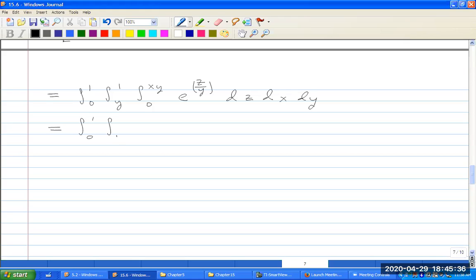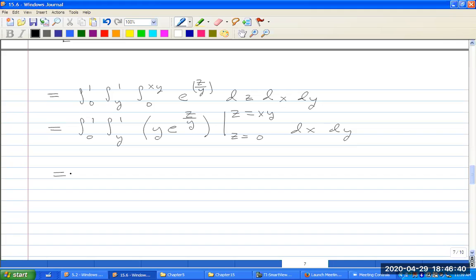First, let's integrate with respect to z. The integral of e to any exponent is e to that exponent, as long as this exponent is a constant times your variable, divided by the constant, which in this case is y. Evaluated from z equals 0 to z equals xy. Oh, that'll make my life easy. dx dy.